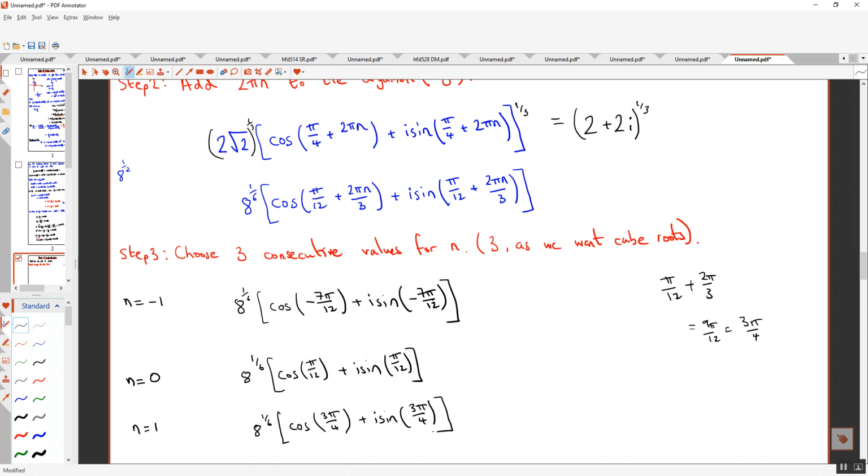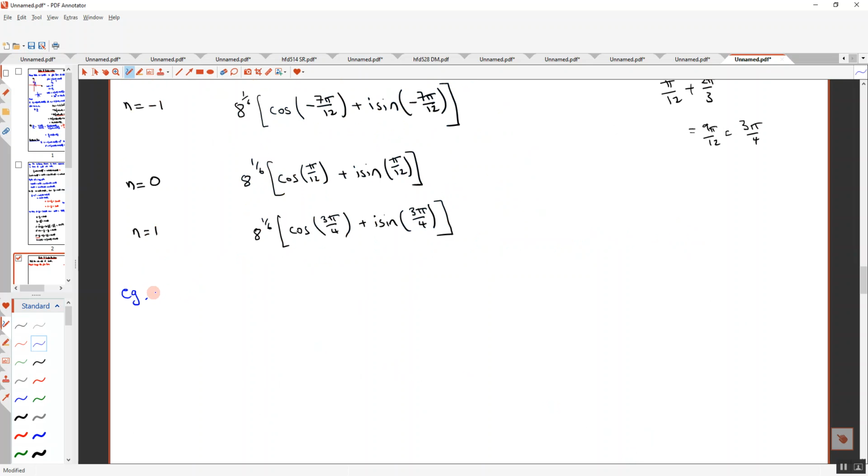And that's it. Okay, those are our 3 roots. If we look at something called roots of unity. So roots of unity are basically we're finding complex roots of the number 1.